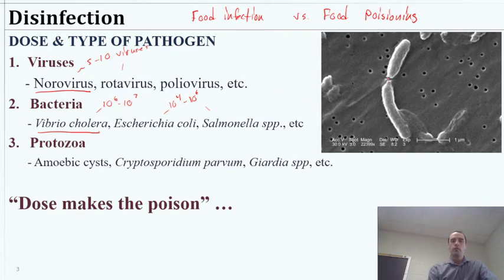Even bacteria are difficult. This would be an electron micrograph, and you can see this is 1 micrometer here. So a thousand times smaller than that is 1 nanometer, and viruses are on the order of 20 to 30, maybe 50 nanometers.